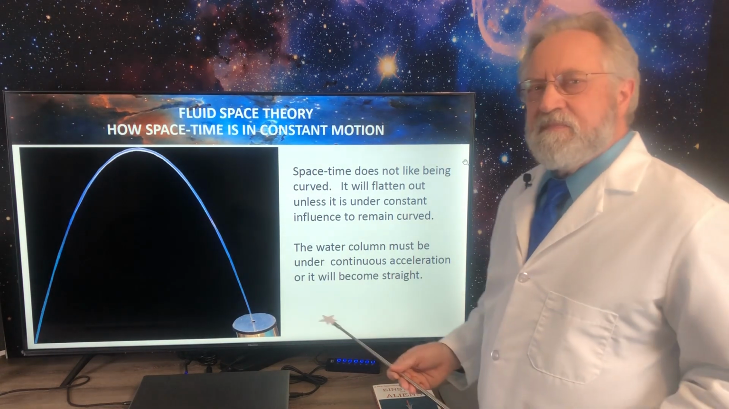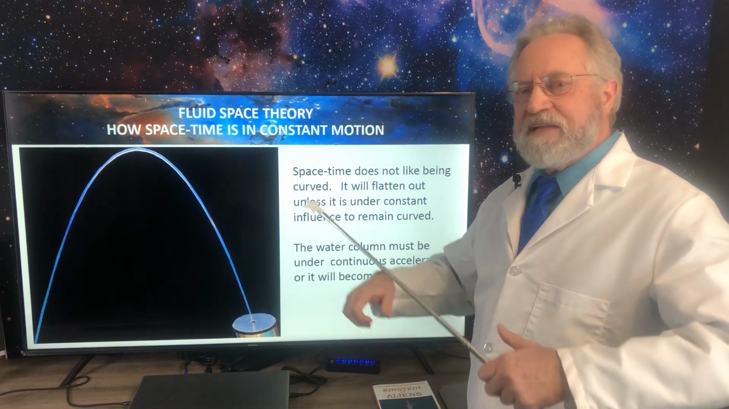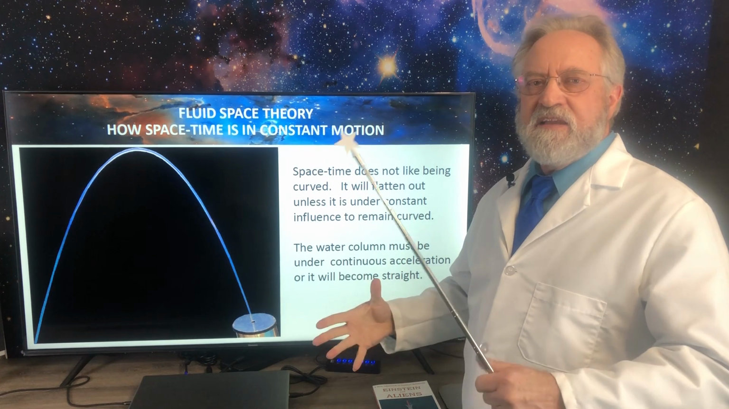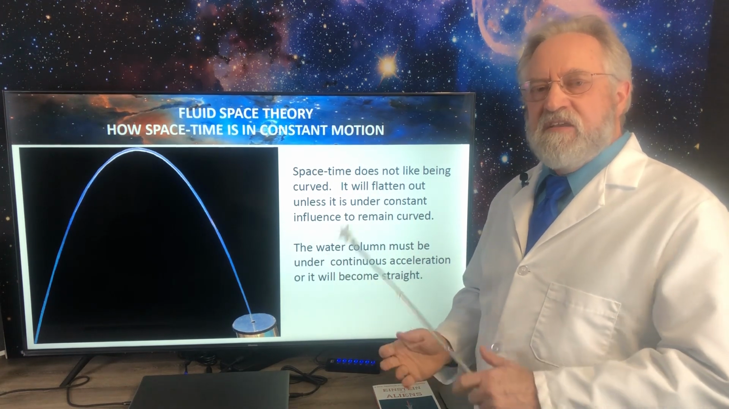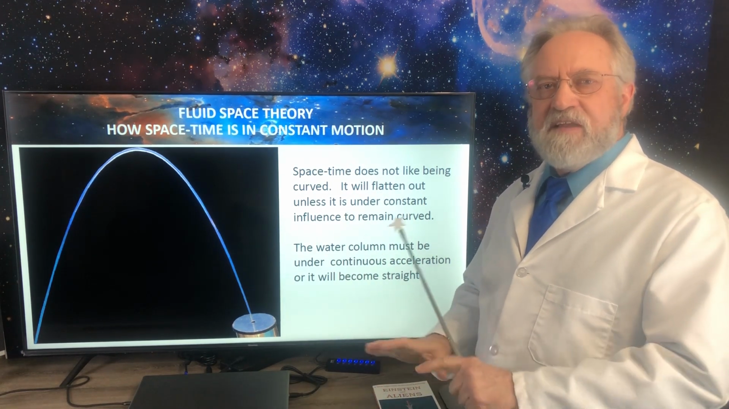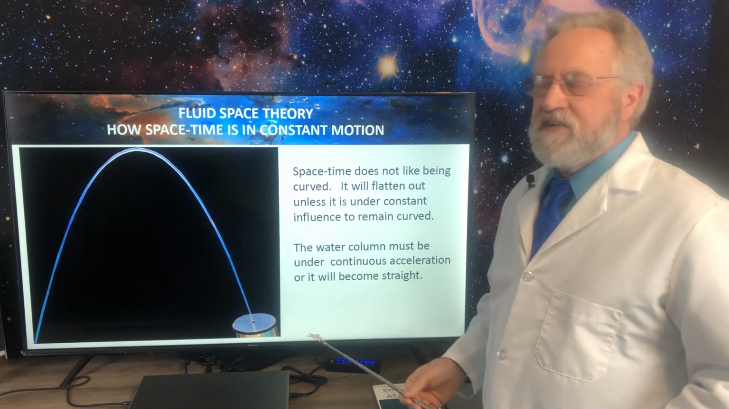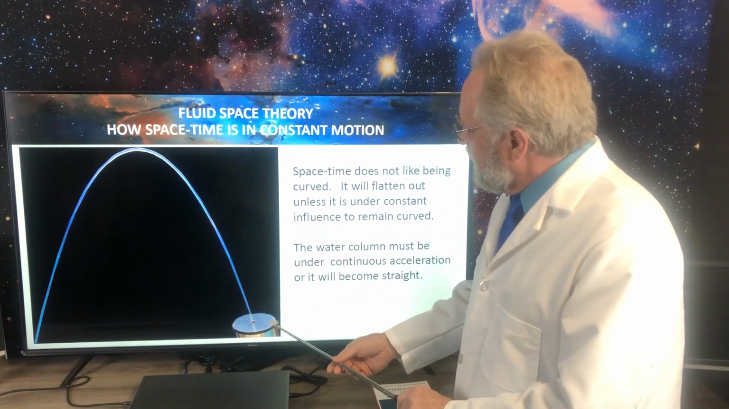But space-time doesn't like to be curved. It's not like an iron bar that you can curve and then let go and it's going to stay curved. You relax space-time, it's going to flatten back out. It doesn't like to be curved. So it's like this water column.